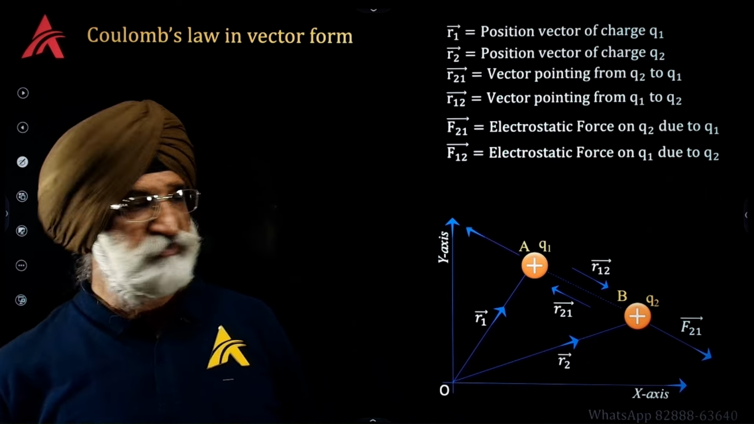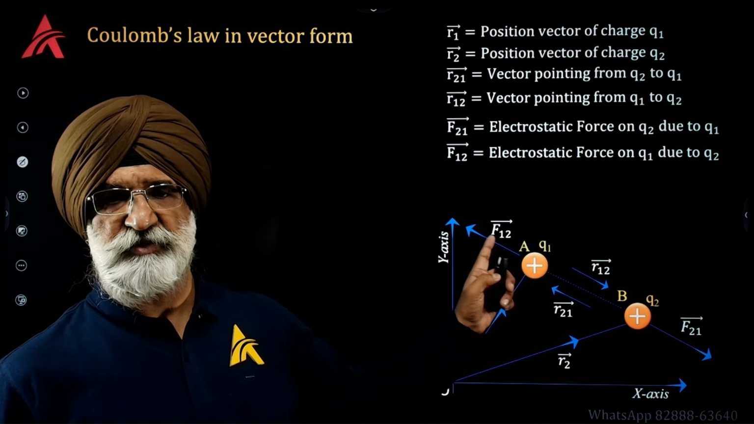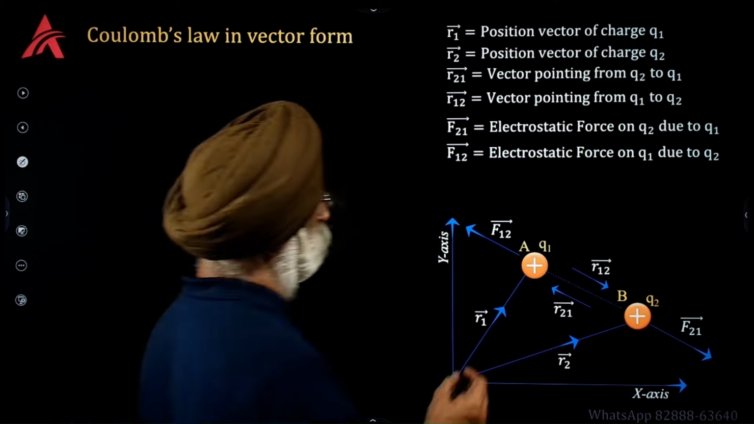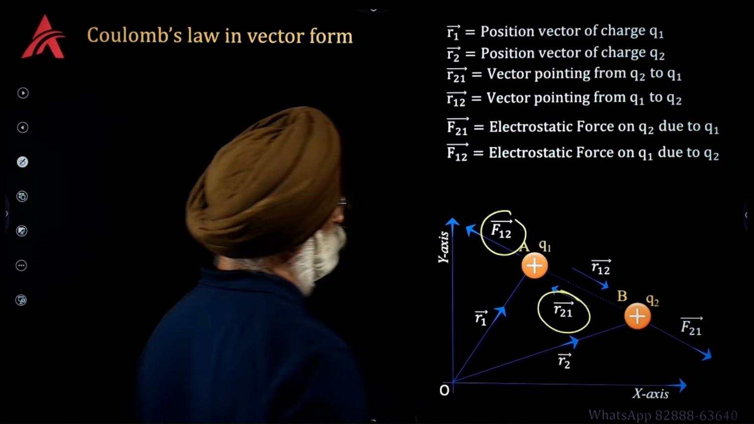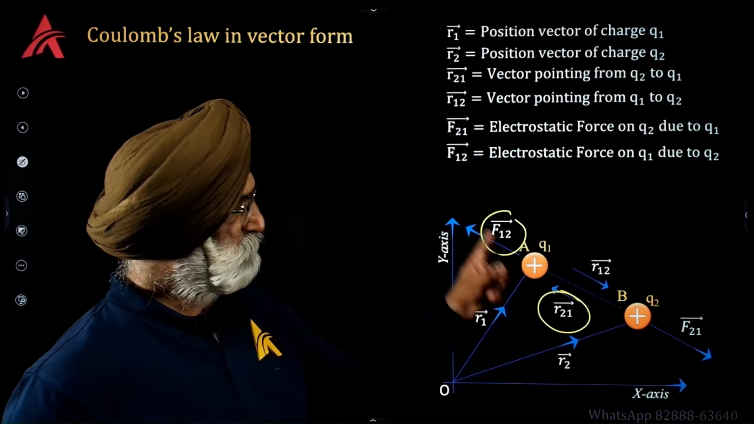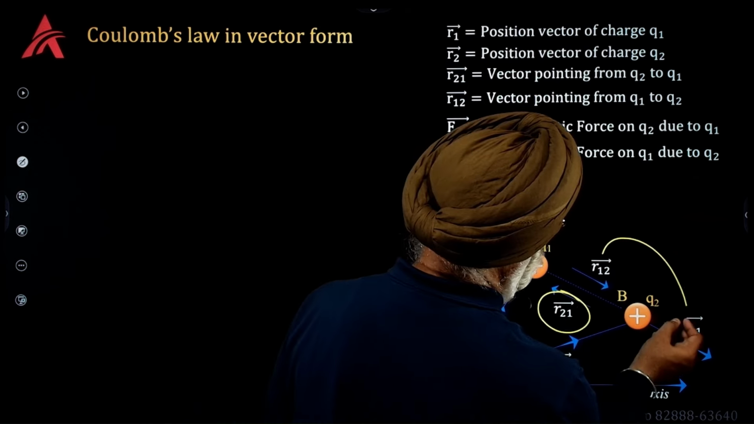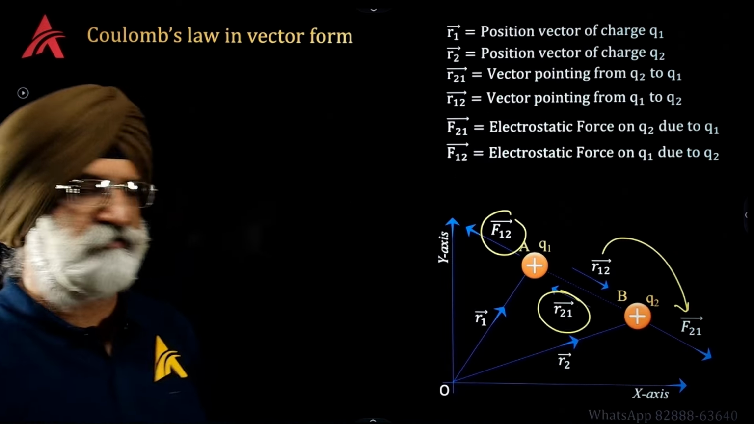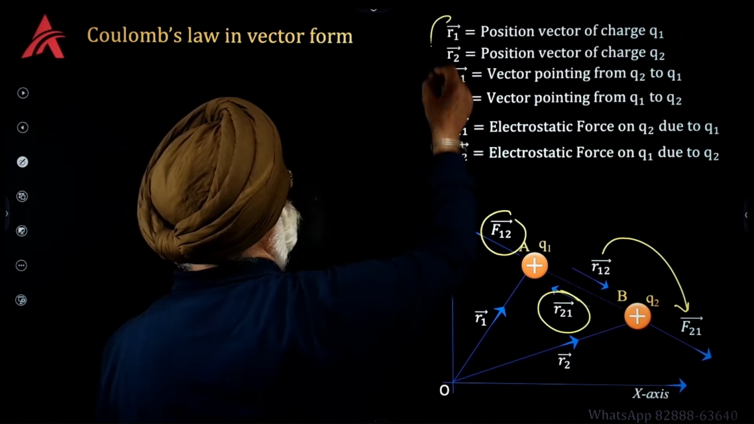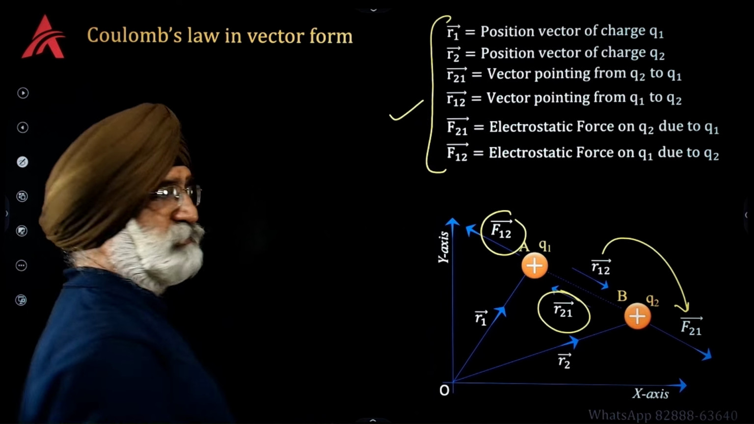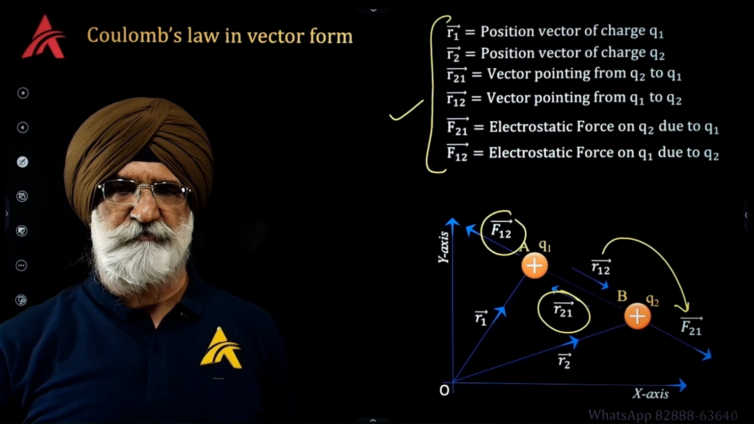The electrostatic force acting on charge Q1 is F12. So you can see that F12 is pointing in the same direction as R21. Q1 and F12 are pointing in the same direction, and R12 and F21 are pointing in the same direction. So these are a few terms which are important to be remembered when we take up Coulomb's law in vector form.